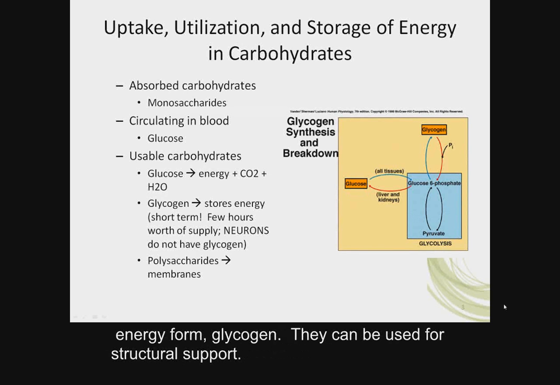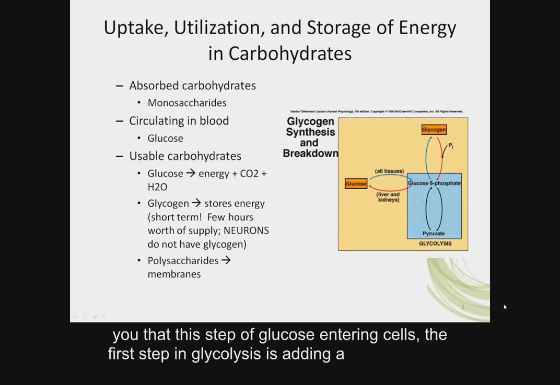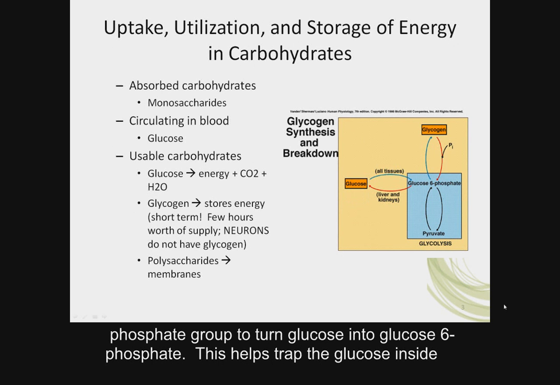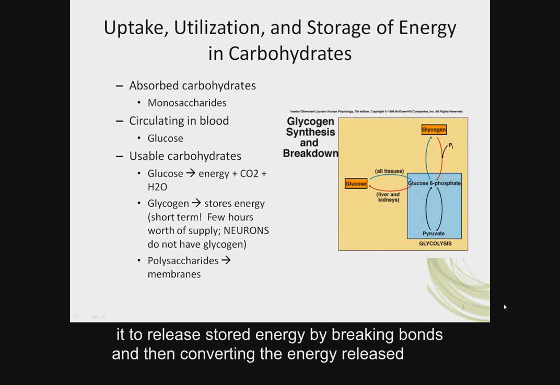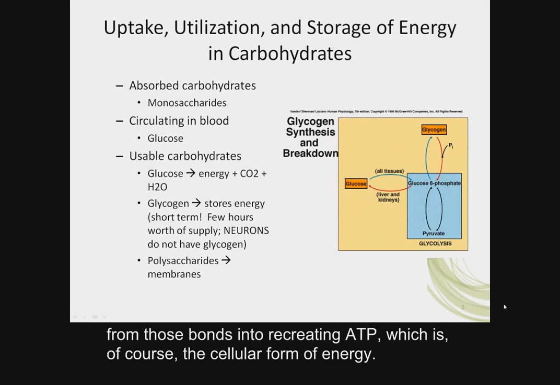I just want to remind you that this step of glucose entering the cells, the first step in glycolysis, is adding a phosphate group to turn glucose into glucose 6-phosphate. This helps trap the glucose inside the cell so that it cannot escape, and the cells can then act on that substrate and use it to release stored energy by breaking bonds and then converting the energy released from those bonds into recreating ATP, which is, of course, the cellular form of energy.